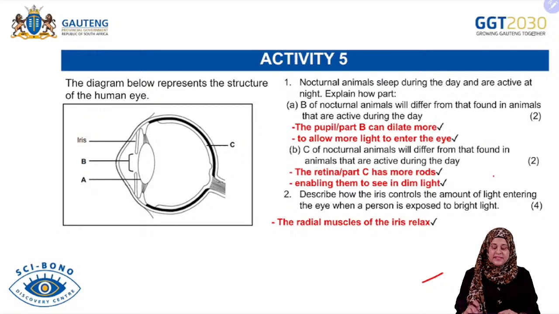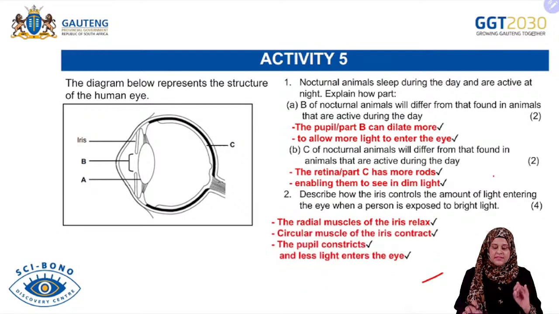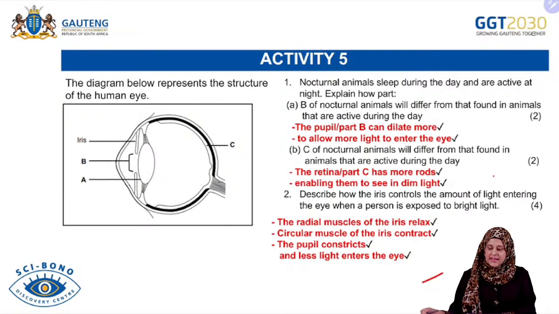So when it is bright light, then we know that the radial muscles will relax. Okay, and what else will happen? What are the muscles involved firstly? It's the radial muscles and the circular muscles, because we're talking about the pupillary mechanism and we're speaking about light. The circular muscles of the iris contract, the pupil constricts, and less light will enter the eye. Okay, I hope you got that right, learners.